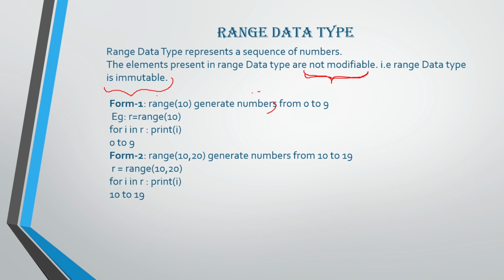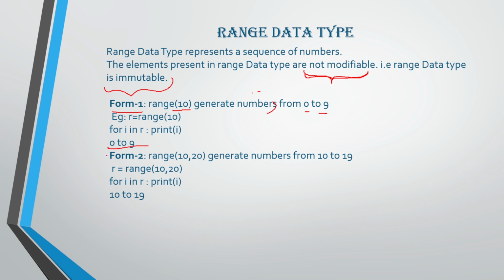This is not mutable. Now, form 1. There are two forms when you are giving a particular range. Range of 10. When you give this as range of 10, it is going to generate the numbers from 0 to 9. For example, r is equal to range of 10. For i in r, print i. So it is going to print from 0 to 9.